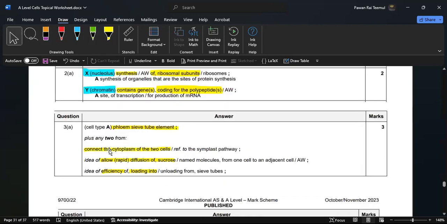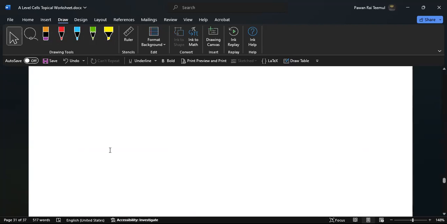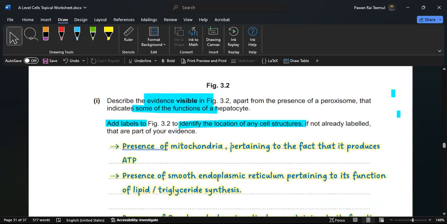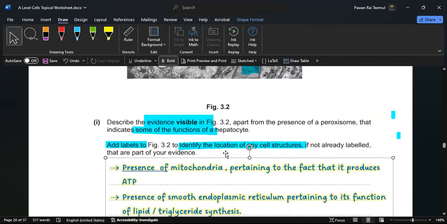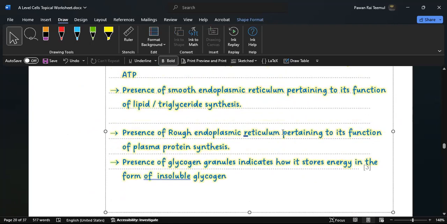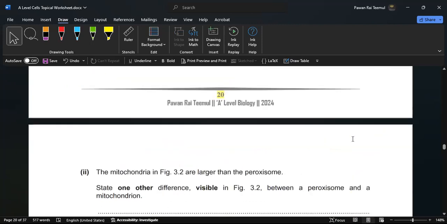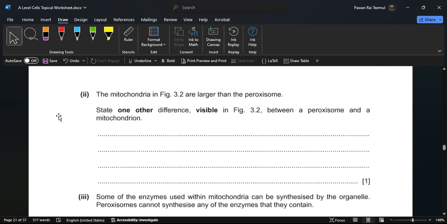Just don't forget to give the details, which I forgot to, as I didn't pay attention to that part of the question, presence of mitochondria. You may say rod-like structures for rough endoplasmic reticulum and so on. Now you've got the idea. You can write it on your own. I'm not going to waste my time on that part.